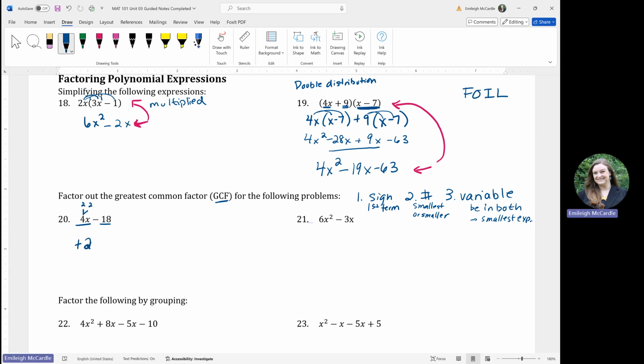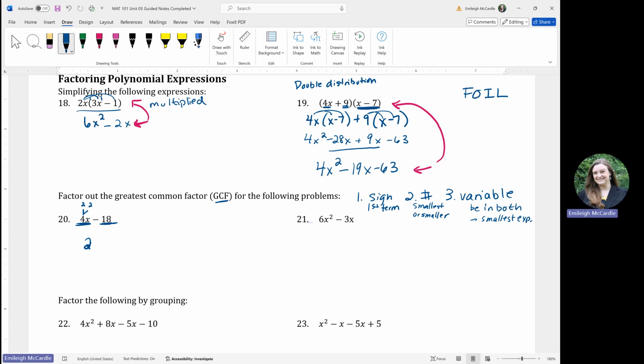All right. Step 3, variables. There has to be an X in both terms. So to be in both means, do I have an X in the first and the second term? And we can see in that second term there, we do not have an X. So if we do not have an X in both, then X is not part of the GCF. So our GCF in this problem is just 2. So we're going to put our GCF out front.